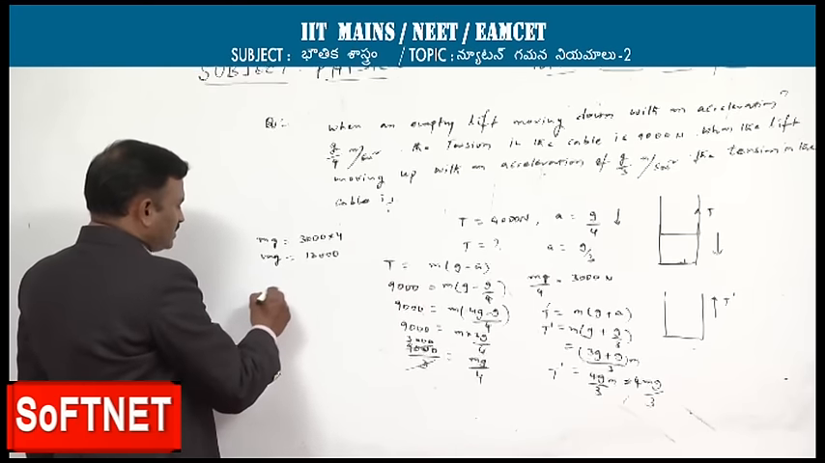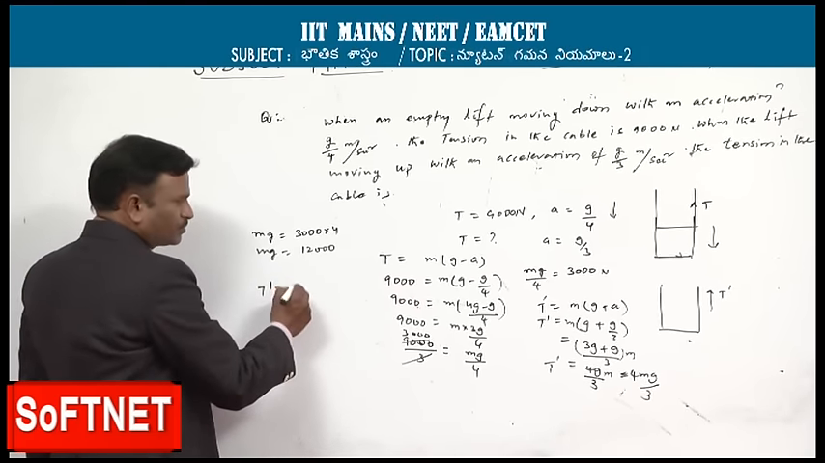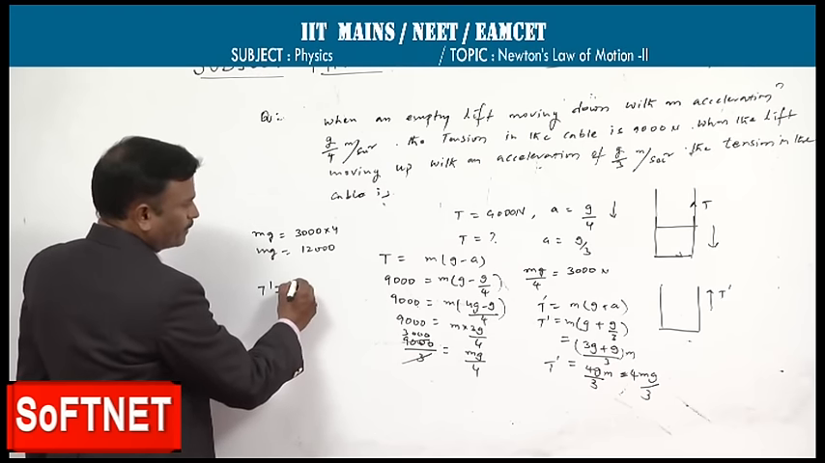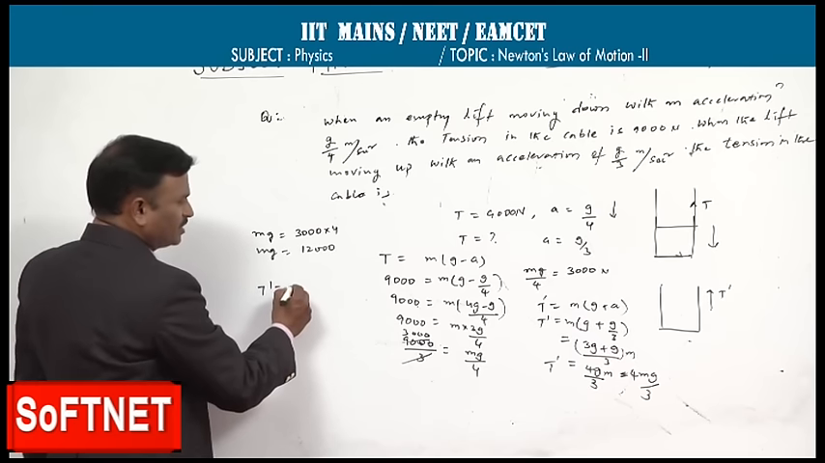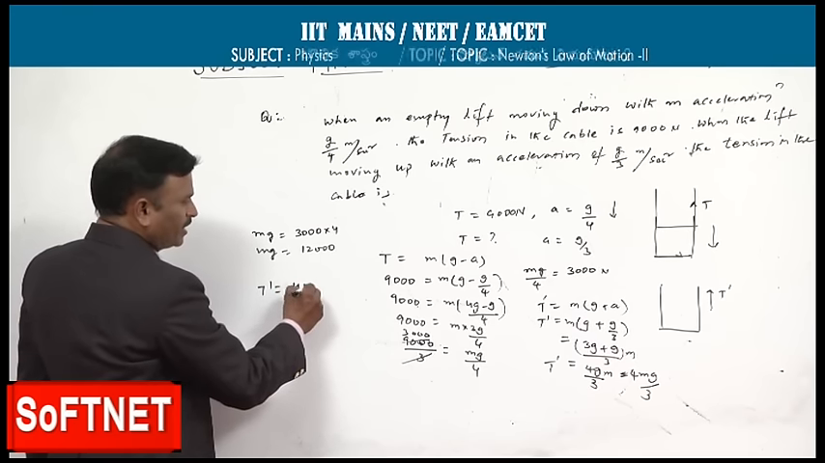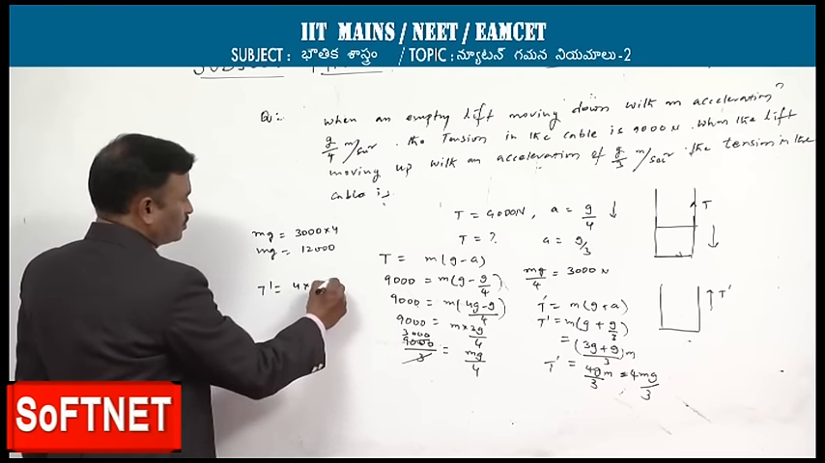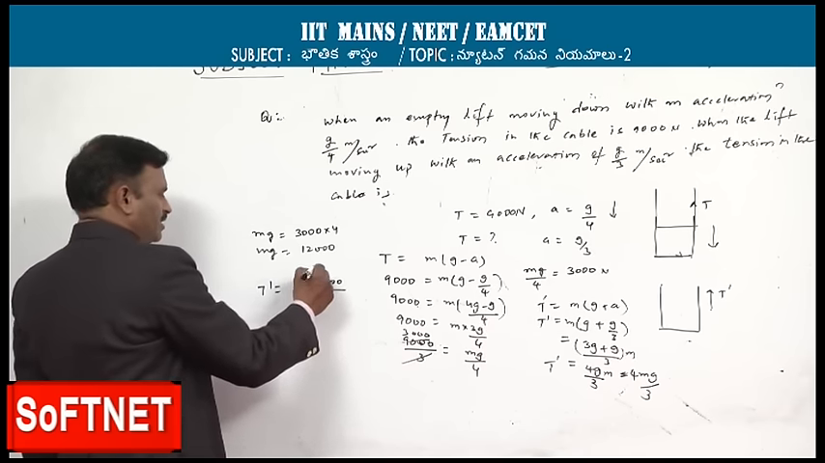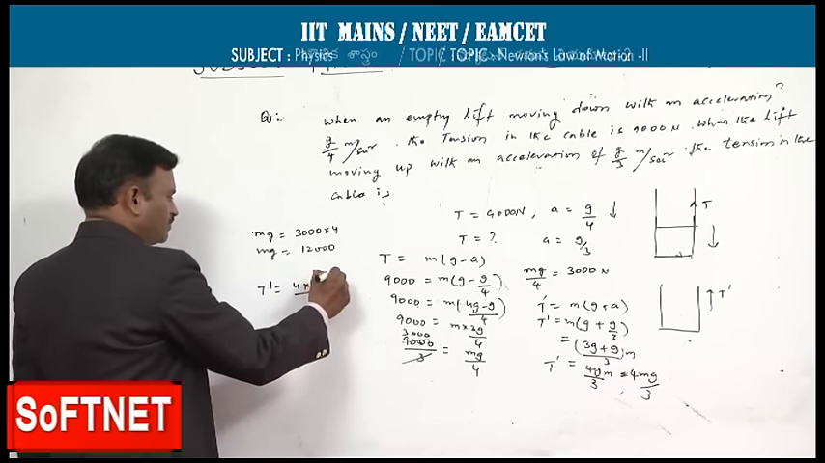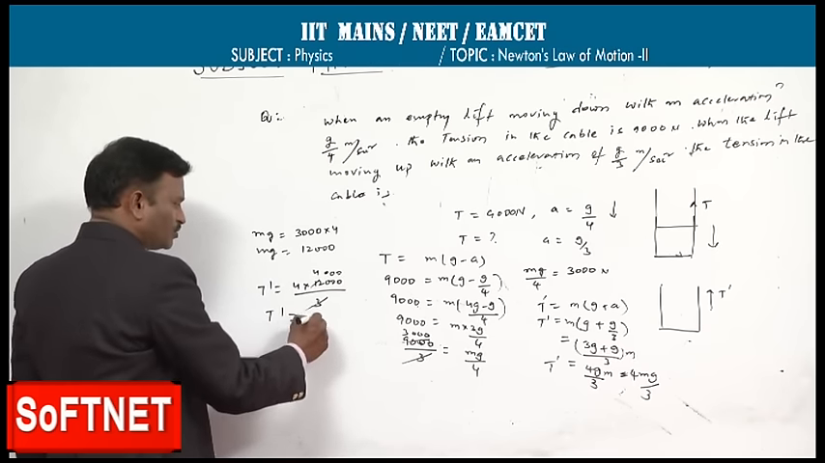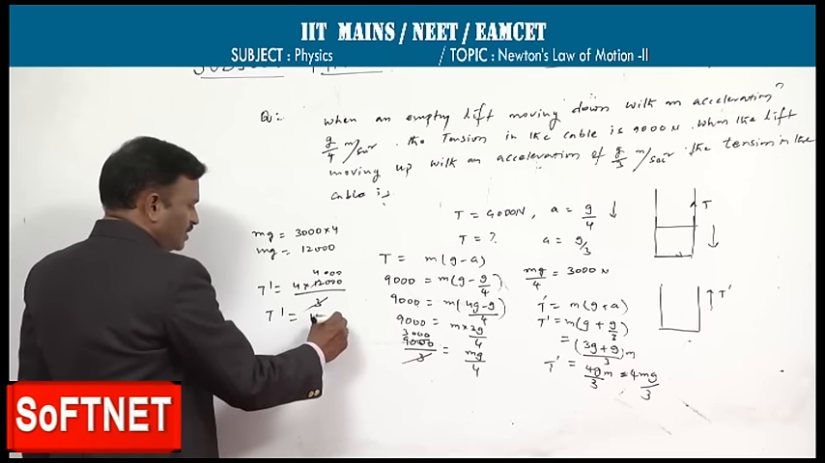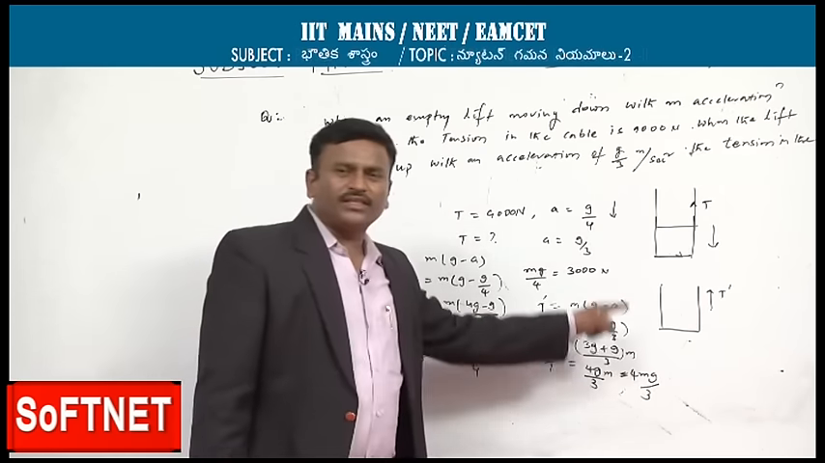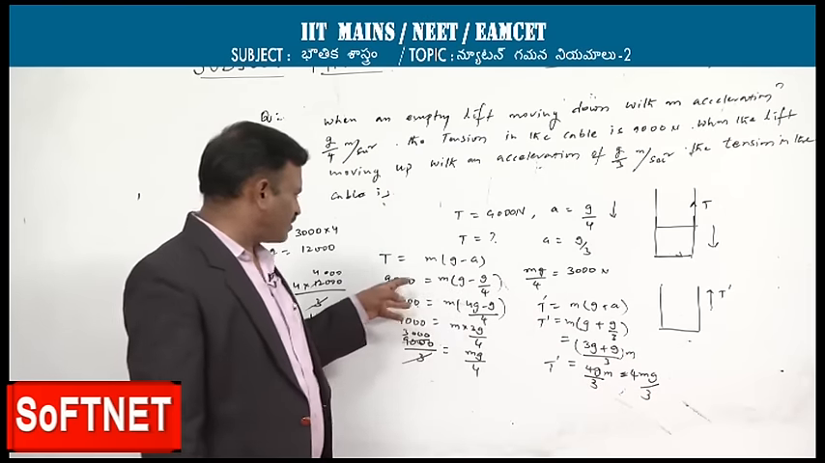This 12,000: T dash equal to 4 into mg by 3, with 12,000 substituted in place of mg, that is 4 into 12,000 by 3. 3 4s are 12, so it is 4,000, and T dash is equal to 16,000 newtons.